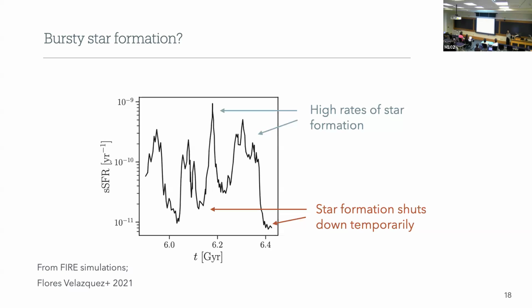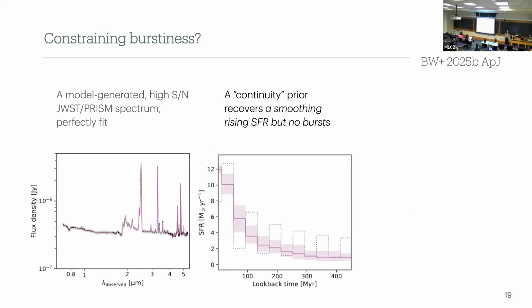Well, as I talked about at the beginning, we have those state-of-the-art stellar population models, those SPS models. Can we use them to infer star formation histories? Well, we can do some very simple model tests. Here I'm simulating a high signal-to-noise spectrum. In black is the simulated spectrum, and in purple is the best-fit model spectrum. It's a perfect fit. We can match the data at the 1% level.